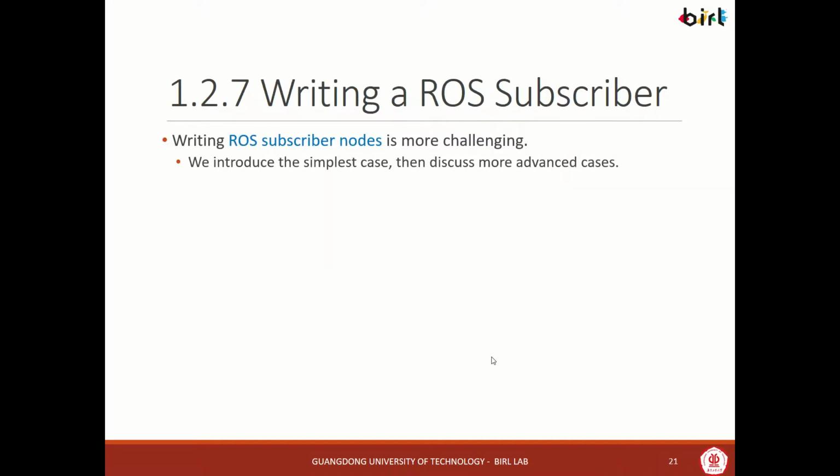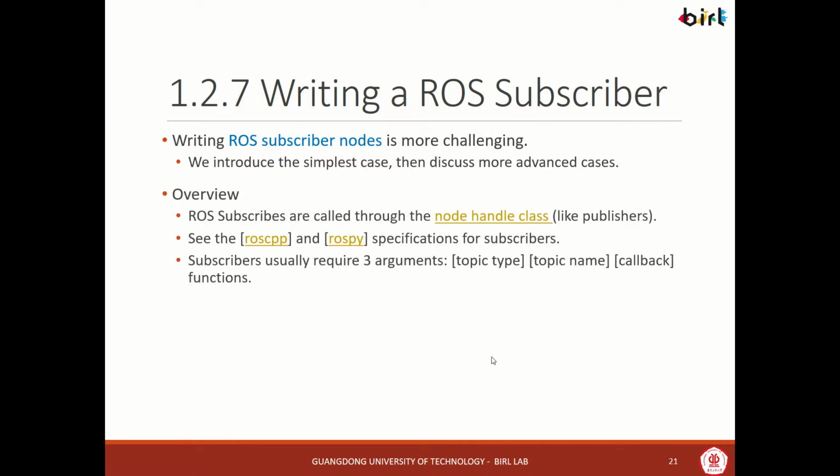Okay. Now, we've learned how to do the publisher. We can now move on to how to write the ROS subscriber. And the ROS subscriber is going to be a little bit more challenging, and for now we just introduce the simplest case, and a little bit later we discuss more advanced situations. Let me provide you an overview. First, ROS subscribers are going to be implemented or called through the NodeHandle class, just like we did for the publishers. As before, we have specific implementations for roscpp and rospy.